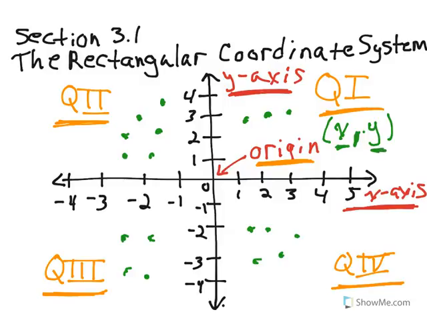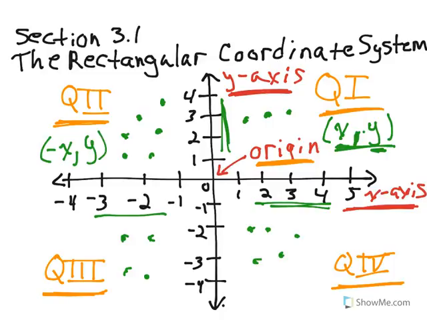In quadrant 1, the x values and the y values will always be positive. In quadrant 2, the x values will be negative and the y values will be positive. Quadrant 3, both the x and the y will be negatives. And in quadrant 4, the x value will be positive and the y value will be negative.